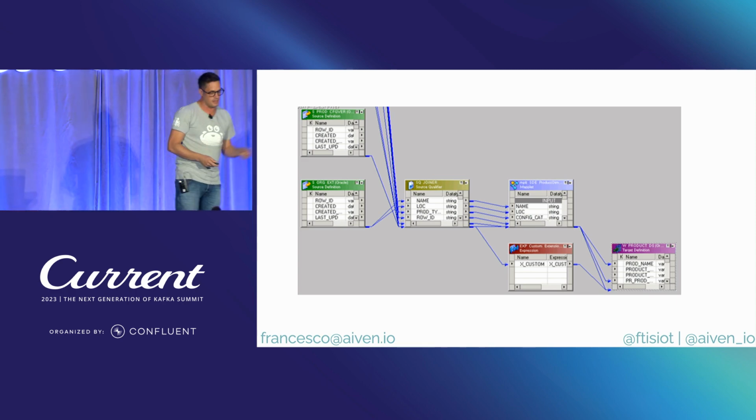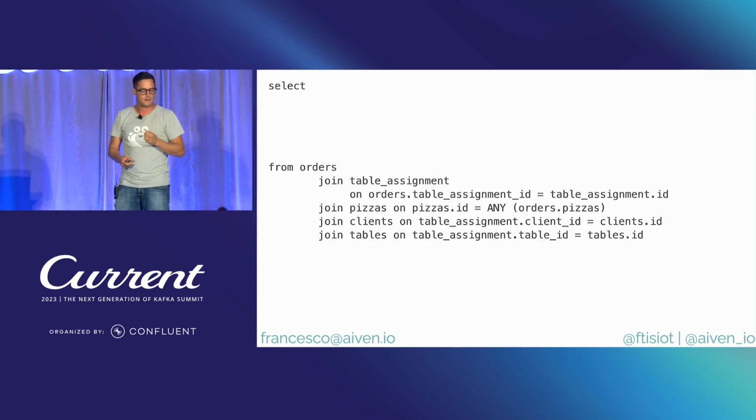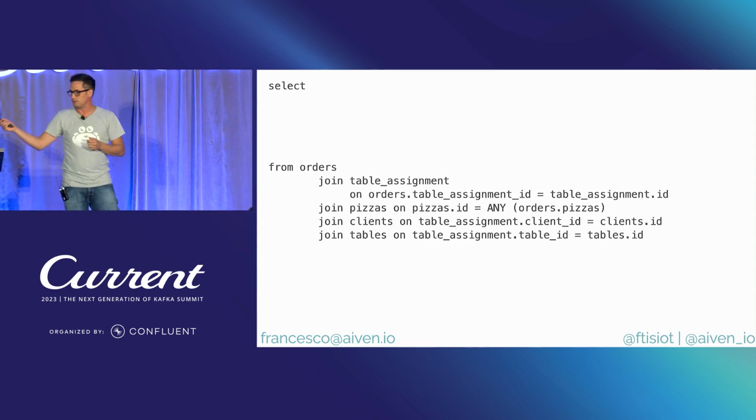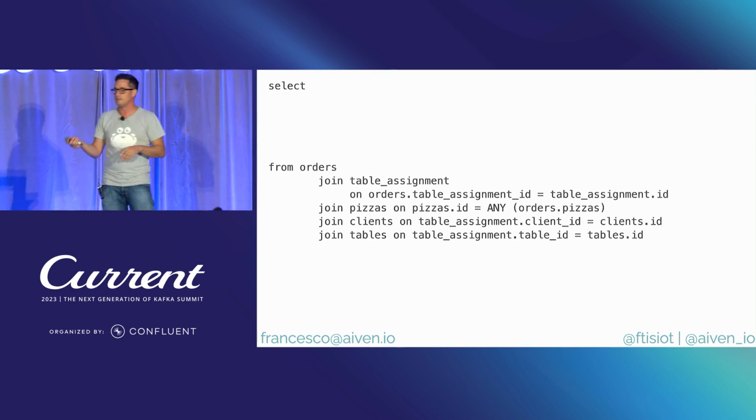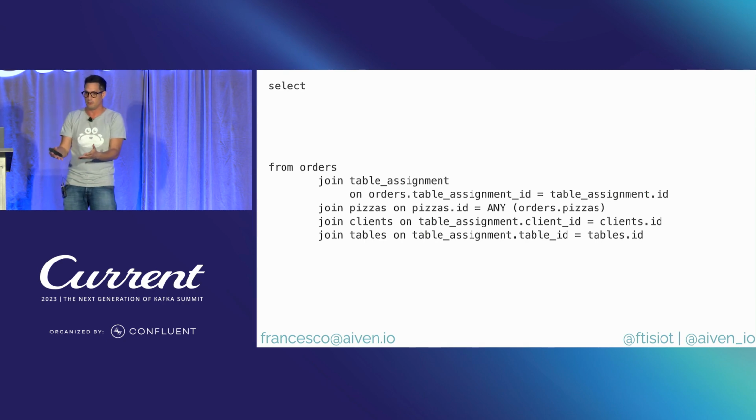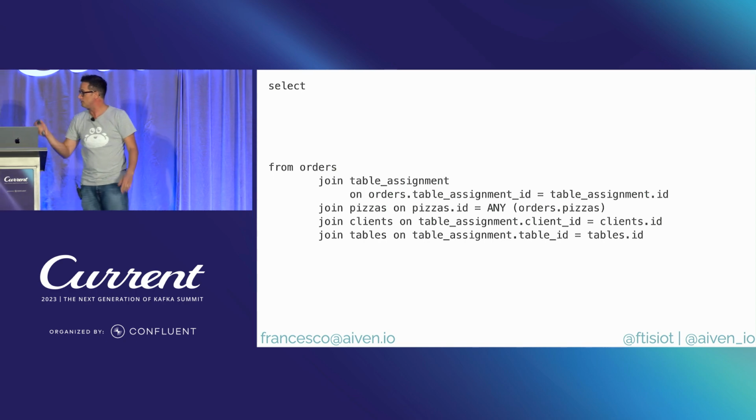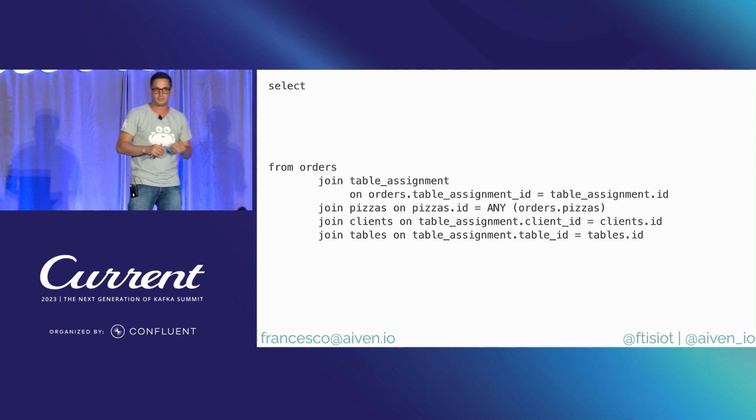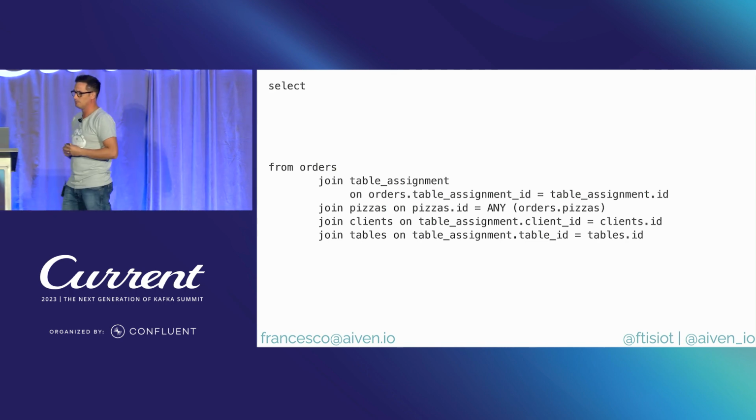So if you write something like this in Informatica, the end result will be code that looks like this. There will be a select statement on top of Postgres from the orders table, join the table assignment table, join the pizza, join the clients, join the tables table, and it will use all the features of Postgres itself, including the join between the pizzas and the order with the ANY function that allows you basically to explode the array that we had in the orders table in order to join with the foreign key, with the primary key of the pizza table.